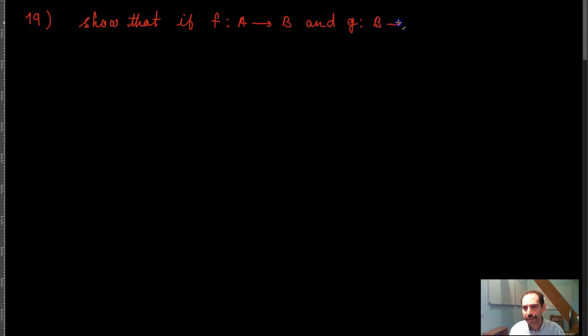Okay, so now the next example, number 19, is the exact same situation, except that f and g are, instead of 1 1, onto, meaning that you want to show that if f is a function from a to b and g is a function from b to c, if these two functions are onto, then g o f from a to c is also onto.